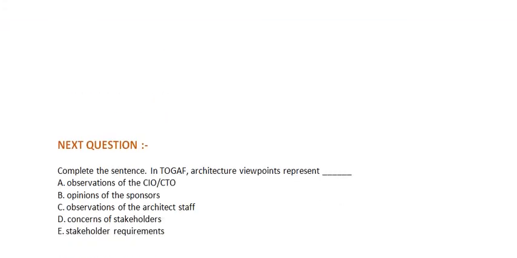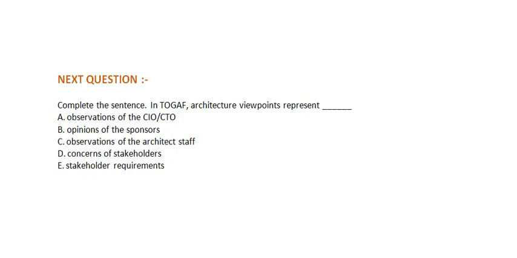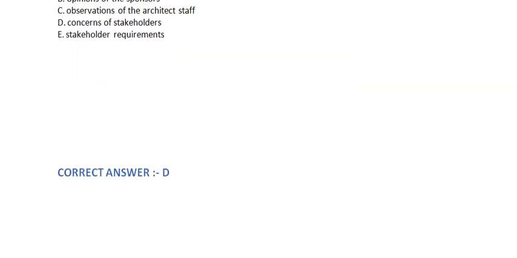Next question is, complete the sentence. In TOGAF, architecture viewpoints represent option A, observations of the CIO and CTO. Option B, opinions of the sponsors. Option C, observations of the architect staff. Option D, concerns of stakeholders. And option E, stakeholder requirements. The correct answer is option D.